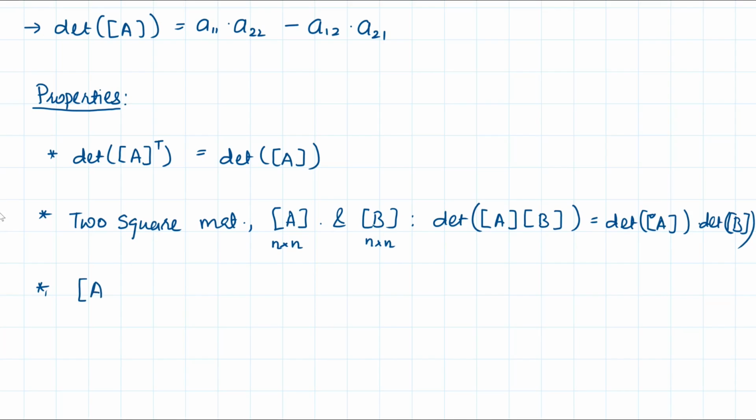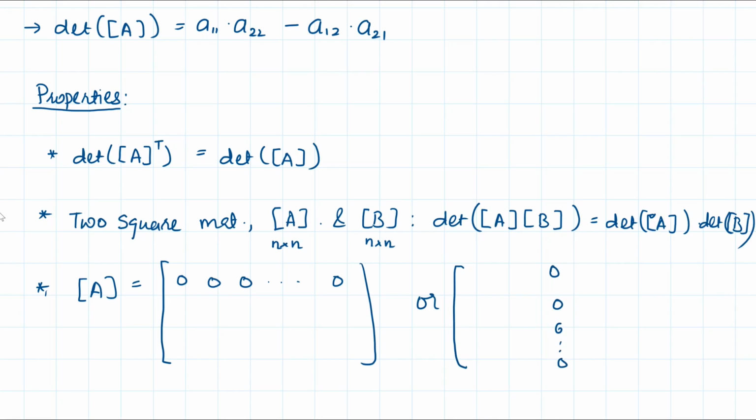If for any square matrix all the entries of a row are zeros, and this can be any row, or if all the entries of any column are zero, then the determinant of A is 0. Okay?